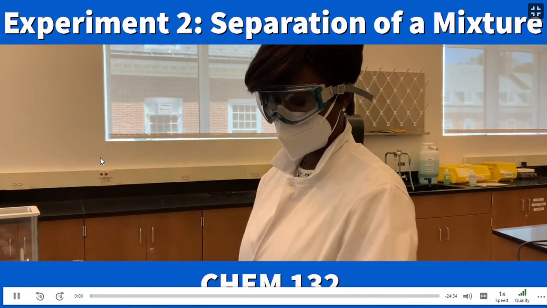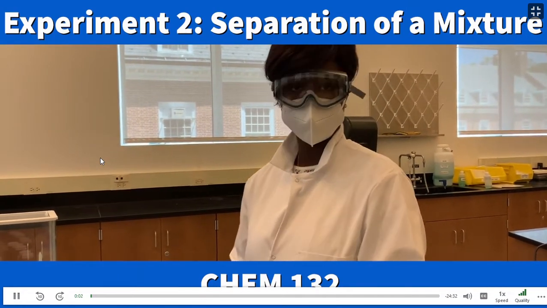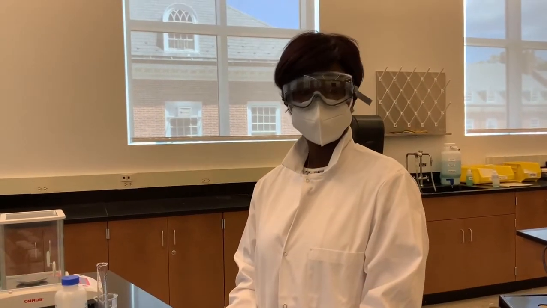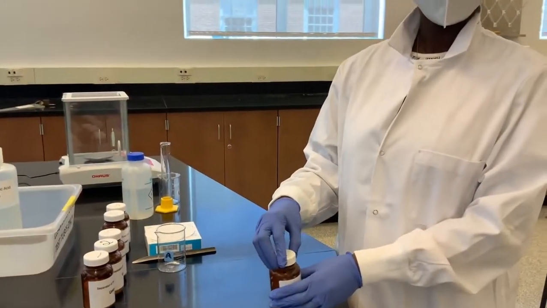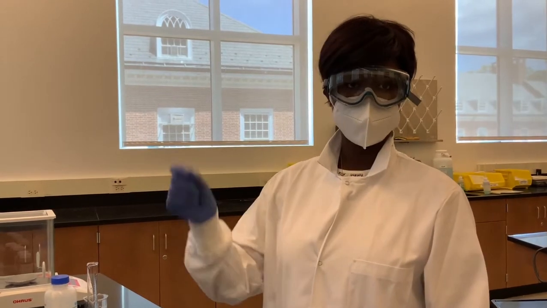All right, so today we'll be working on experiment 2, which involves separation of a 3-component mixture. The 3-component mixture is made up of calcium carbonate, which is the common chalk that we use for writing on the blackboard. It's also made up of sodium chloride, which is the common salt we use at home, and sand.